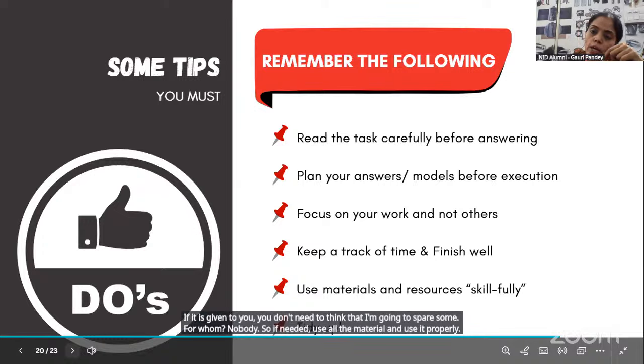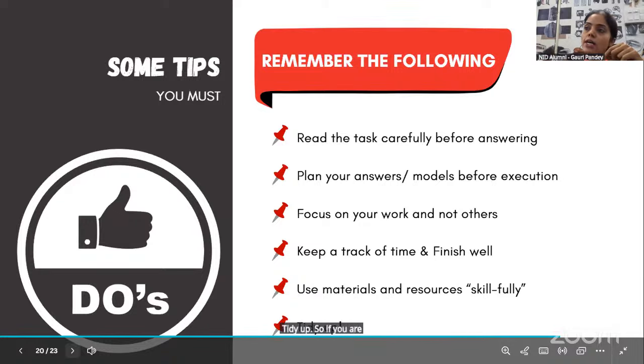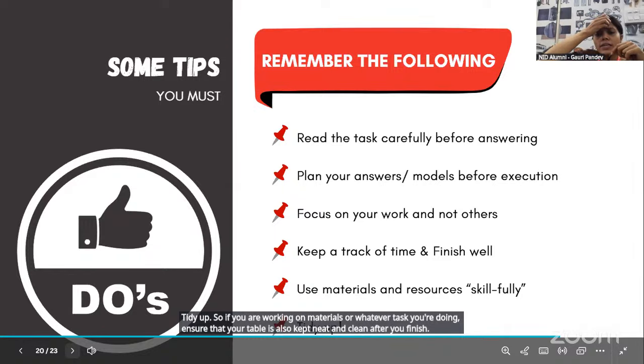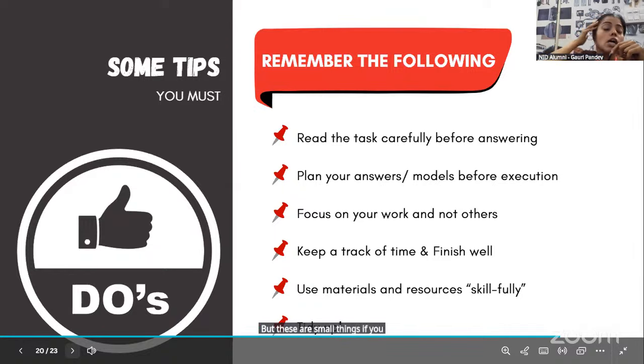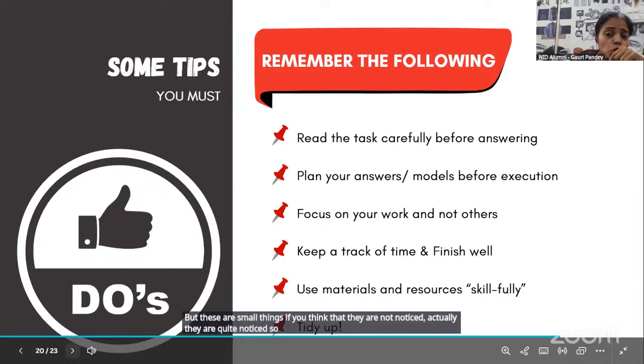Tidy up. If you're working on materials or whatever task you're doing, ensure that your table is kept neat and clean after you finish. But these are small things. If you think that they are not noticed, actually they are quite noticed. So ensuring that once things are done, you tidy up your place and you're ready to leave, also leaves a good impression on the invigilator, who is constantly observing you.